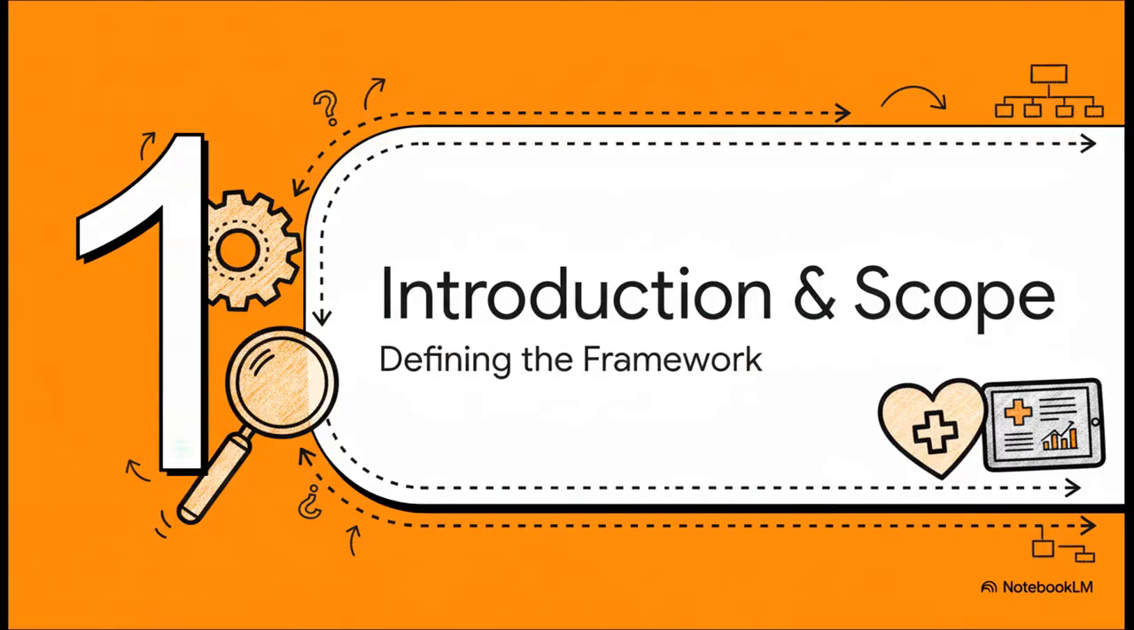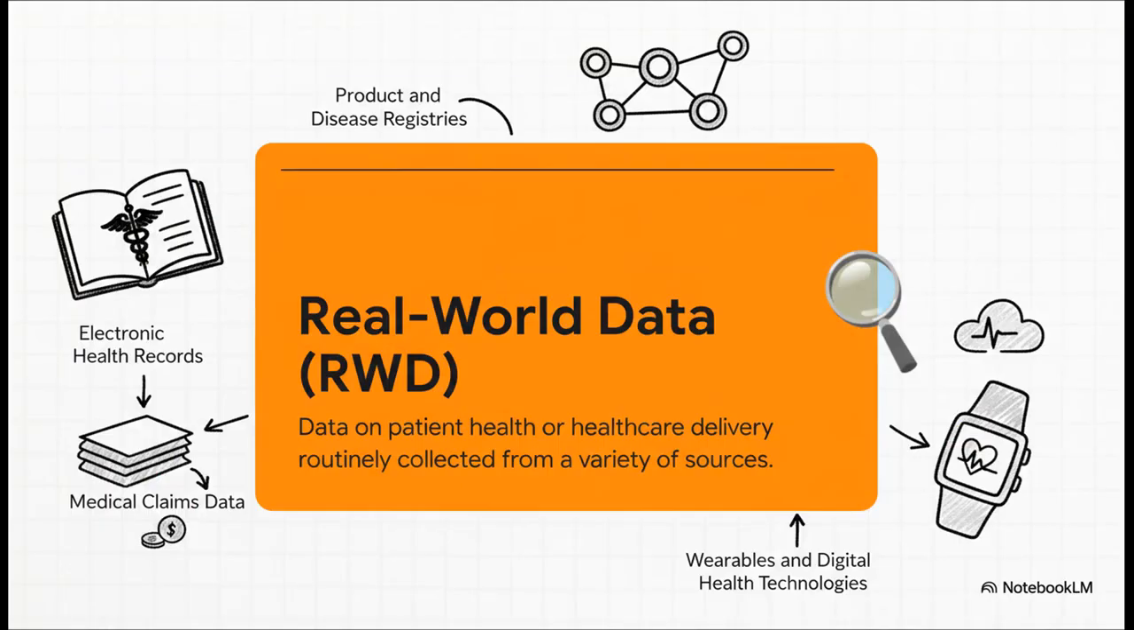Okay, let's kick things off with Section 1, Introduction and Scope. This is where the FDA really sets the stage, defining the key concepts that the entire guidance is built upon. First things first, what are we even talking about when we say real-world data, or RWD? Well, the FDA has a specific definition. It's data about a patient's health or their healthcare that's routinely collected. This is the key. We're not talking about data from a pristine, controlled clinical trial. We're talking about the data that's being generated every single day in places like electronic health records, medical claims databases, patient registries, and, more and more from wearables and other digital health technologies.